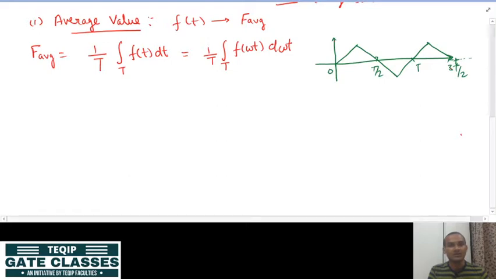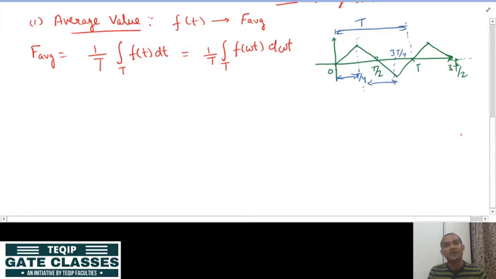If we take two cases, the first case is starting from 0 to T. In this case, because this is a discontinuous function, you have to break the function 3 times. First, you break from 0 to T by 4. Then you break from T by 4 to 3T by 4, like this.